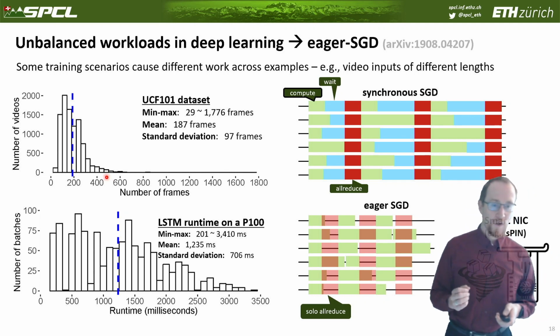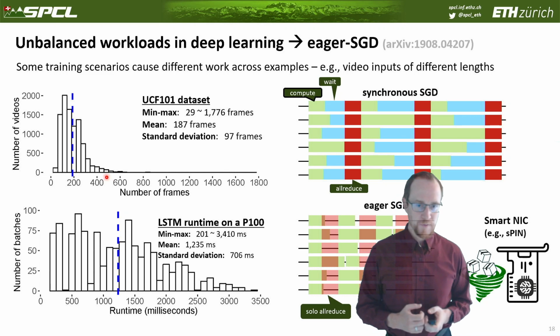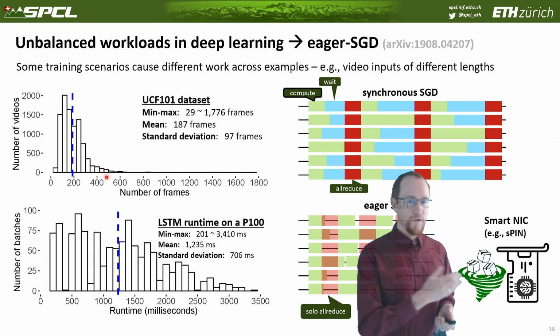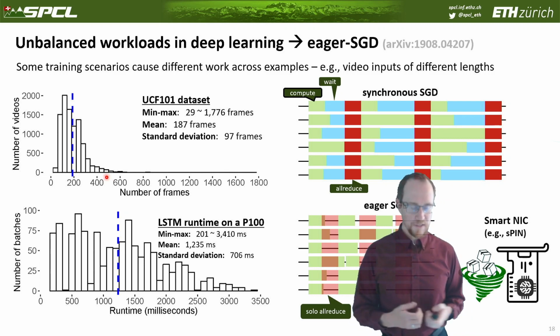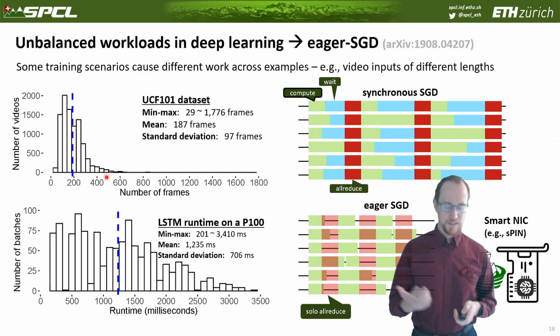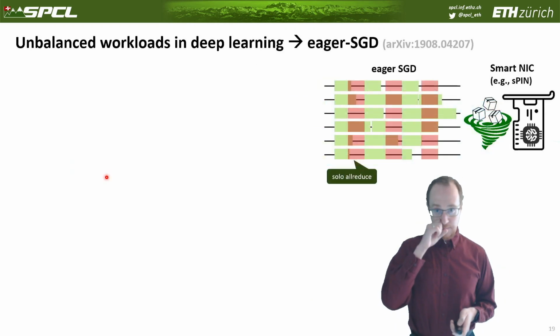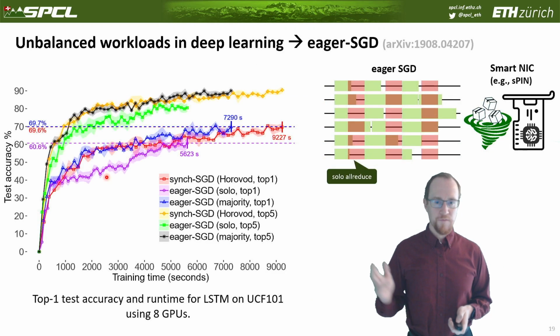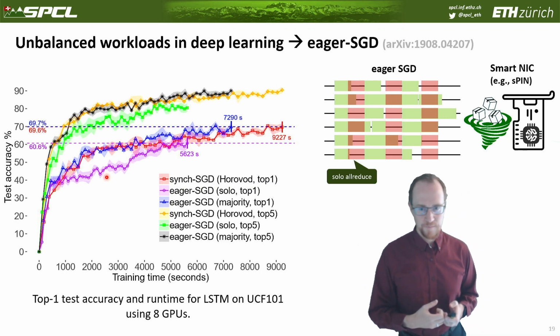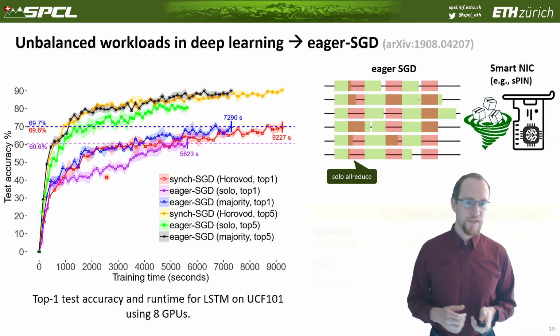This works actually quite well in practice from a data science perspective, because the learning itself is a statistical process, and we employ some tricks to make it more accurate. We could implement this on smart NICs, like the stream processing in the network devices that we have today. Furthermore, we get very good results on LSTMs, as I just mentioned.